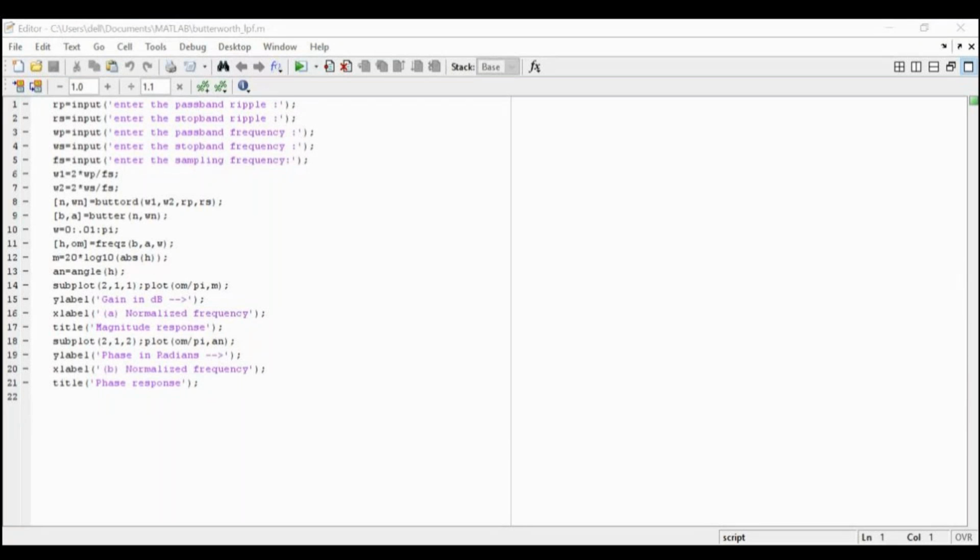Right now, I will share my screen and then explain the Butterworth low pass filter program. So, coming to this program.